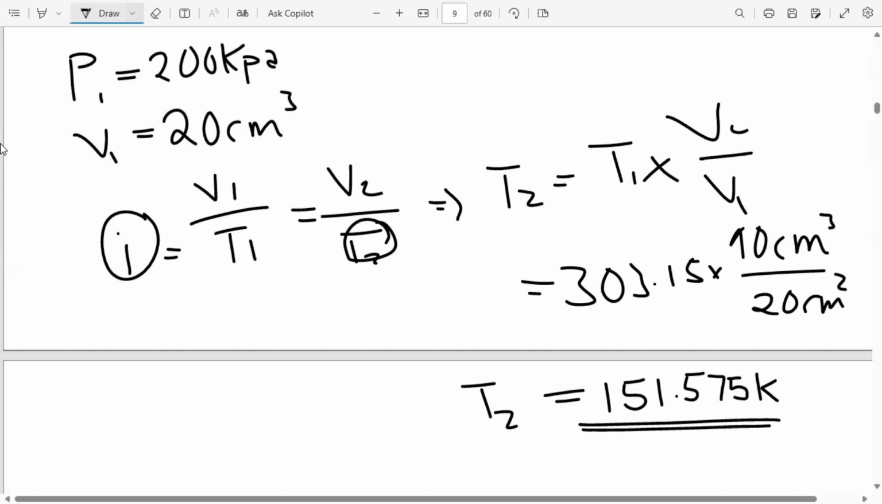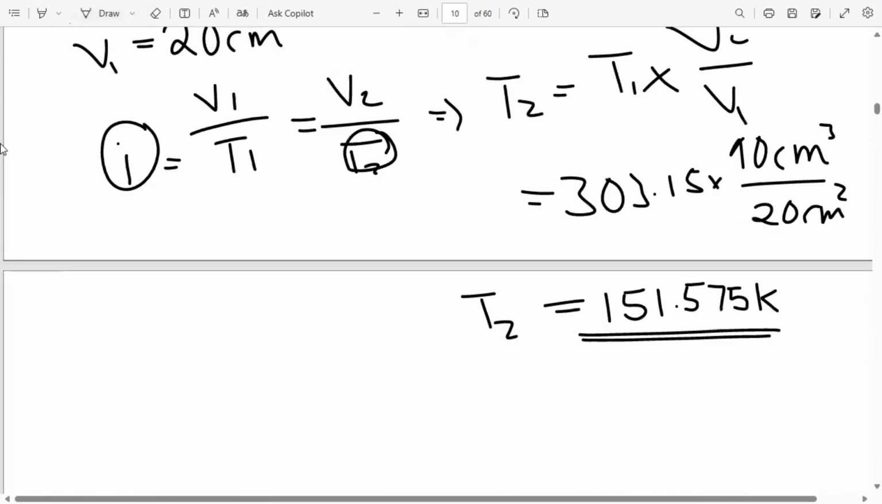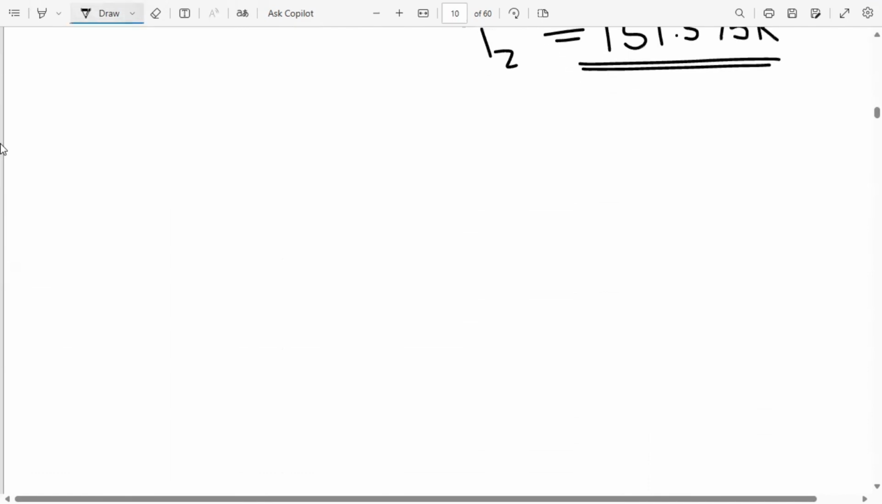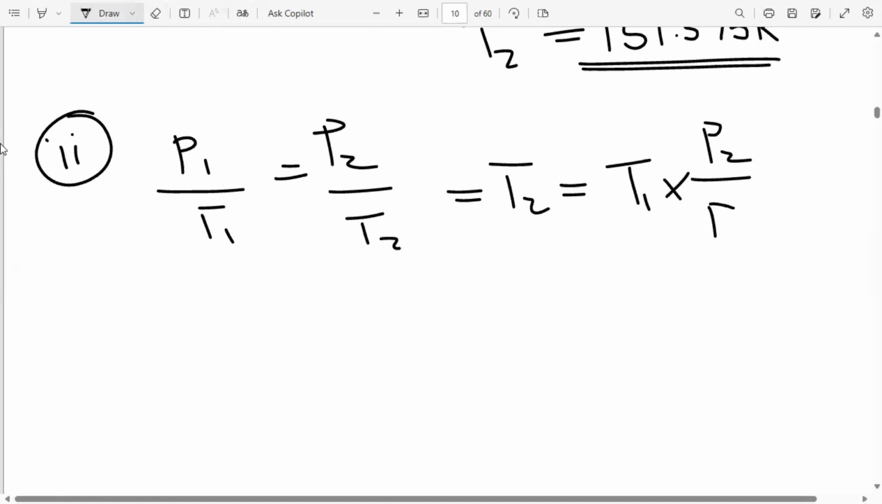The second part is saying the pressure is decreased at constant volume. With this same equation, volume is constant now, so we take out volume from the equation. What are we remaining with? This is part 2. We're remaining with P1 over T1 equal to P2 over T2. We're looking for T2, so we make T2 the subject of the formula, which means T2 is equal to T1 multiplied by P2 over P1.